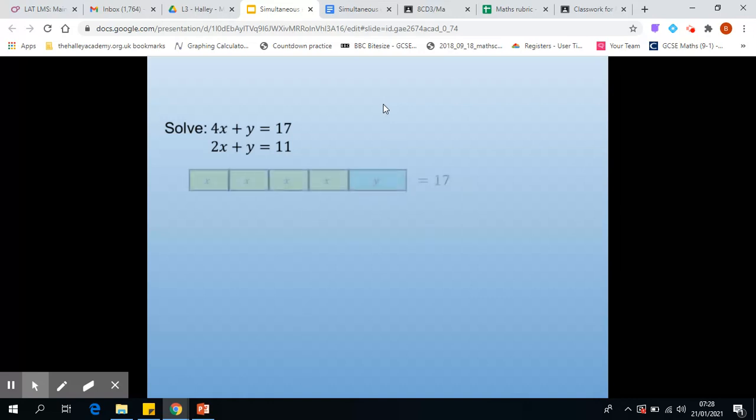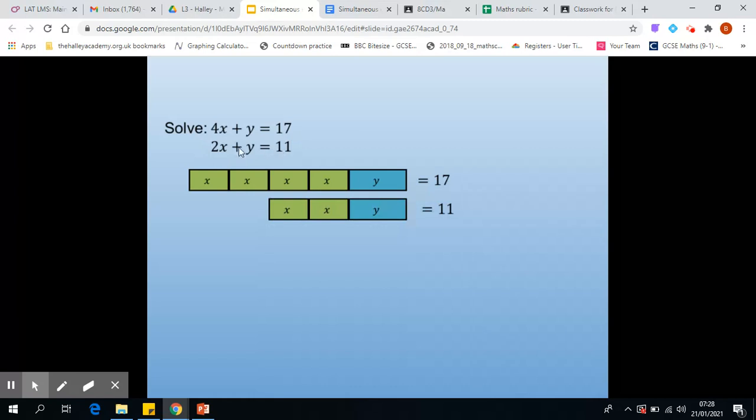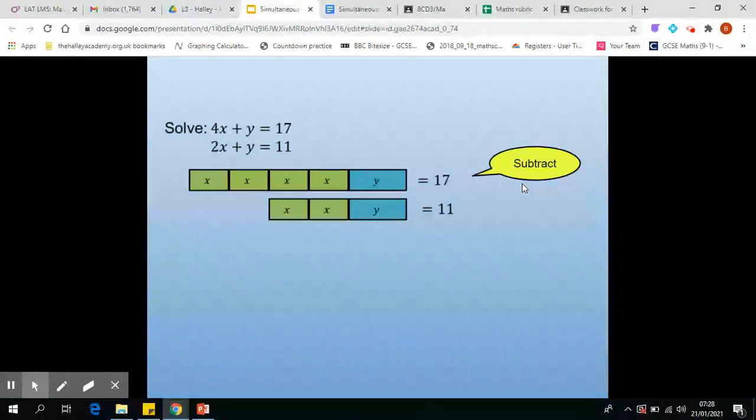A quick description using the bar model. The first one is 4x plus y equal to 17. I have 4 bars of x and 1 bar of y based on the first equation. Similarly, the bar model for the second one is 2x plus y equal to 11: 2 bars for x and 1 bar for y, which is equal to 11. Notice I want to eliminate. As mentioned at the beginning of the video, we're going to eliminate to solve the simultaneous equations.